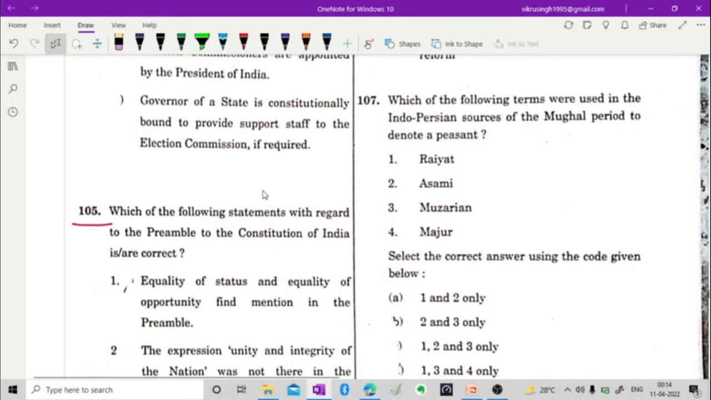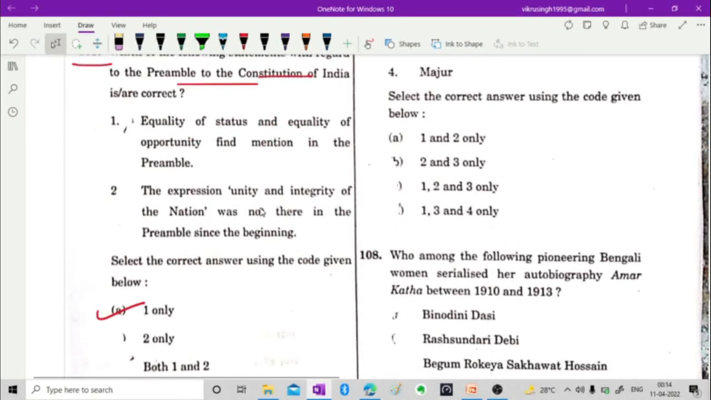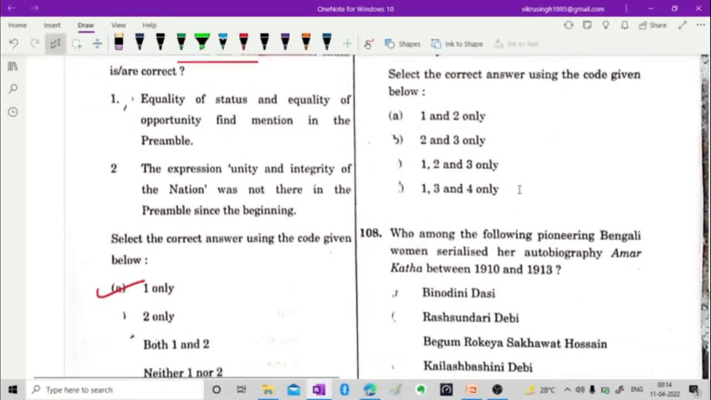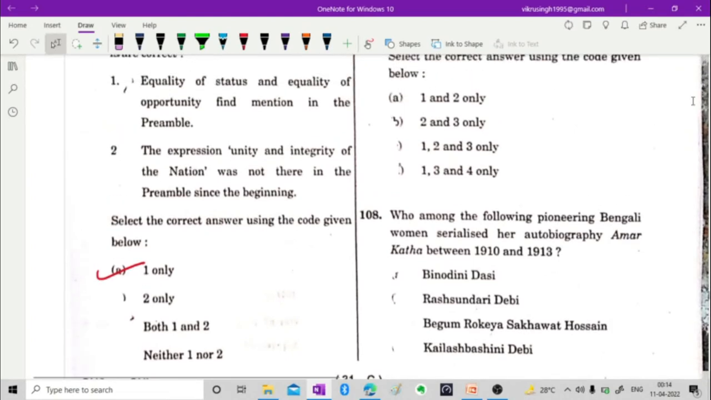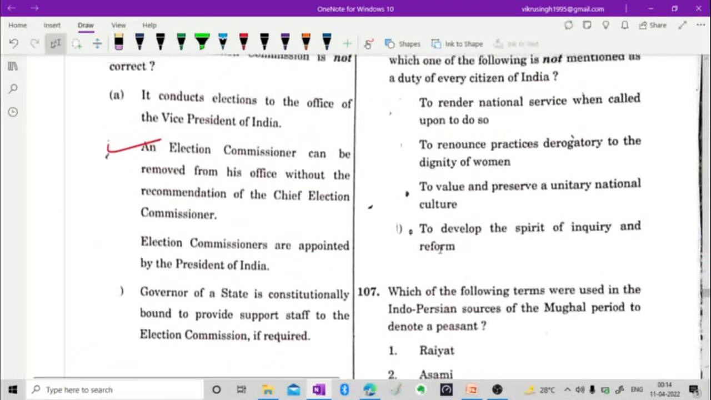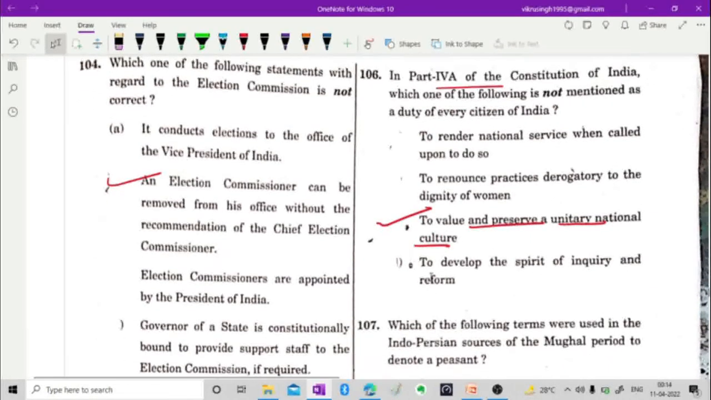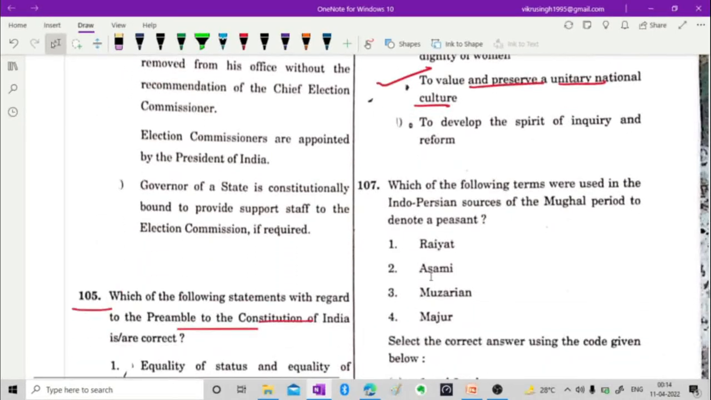Question number 105, with regard to preamble of constitution, which options are correct? This is the one only, equality of status and equality of opportunity. So, this is question number 105. 106 number, part 4 of the constitution, so here which one of part 4 of the constitution, to value and preserve a unitary national culture is not mentioned. Which one of the following is not mentioned as a fundamental duty?